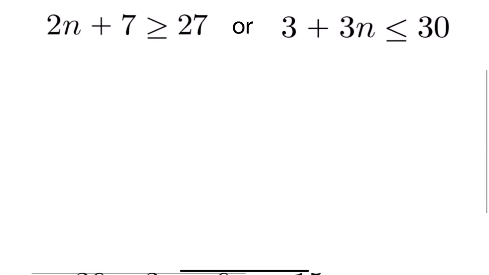All right, so we got an OR here. So we got 2 problems to do. Let's start with the first. We got 2n plus 7 is greater than or equal to 27. All right, draw my line.